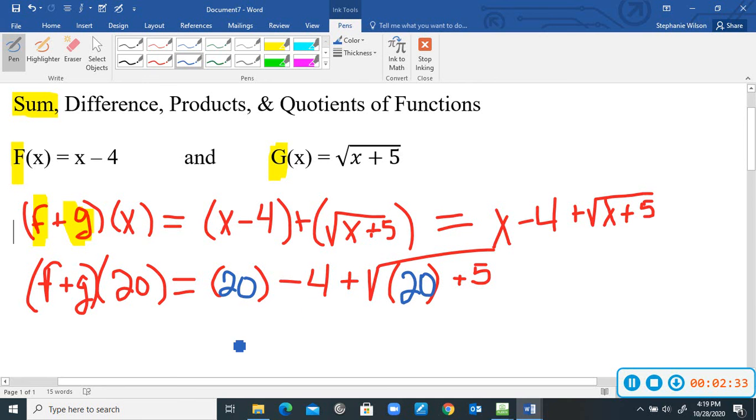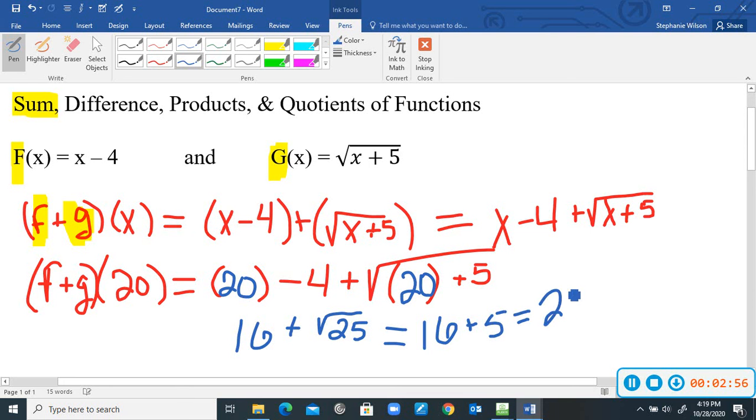So 20 minus 4 we know is what, 16? And 20 plus 5 is 25. Well, that works out nice and pretty. So now we got 16 plus the square root of 25, which is 5. So 16 plus 5 is 21. And that would be our answer. This is our answer when we didn't know what the value of X was, and this was the answer when I said the value of X is 20.